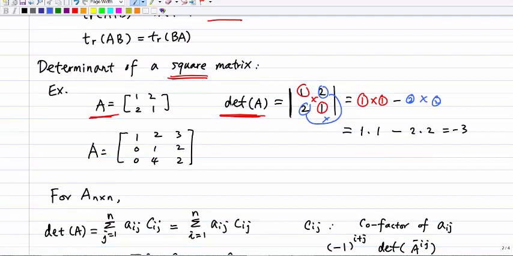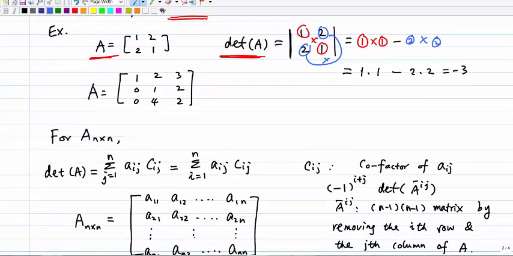For any higher-dimensional matrix, when you compute the determinant you have to reduce the order. For example, for a 3 by 3, you first reduce the determinant to 2 by 2 determinants, then you compute the 2 by 2s, and then you find the value. For any square n by n matrix, the determinant is given by the summation over j from 1 to n of a_ij times C_ij, which is the same as the summation over i from 1 to n of a_ij times C_ij. Let me give a little more detail about what this means.